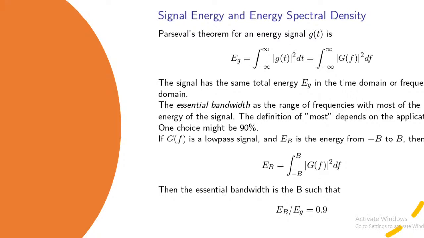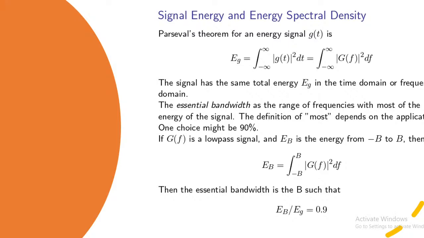Similarly, when you look at any other signal, you have to find out what is the essential bandwidth. So essential bandwidth is the band of frequency where most of the energy of the signal lies. The definition of most, when you say most, what do you understand? Usually, it will depend on the application. For example, you can say it is 90% of the signal energy. So if it is 90%, use G(f) as a low pass signal.